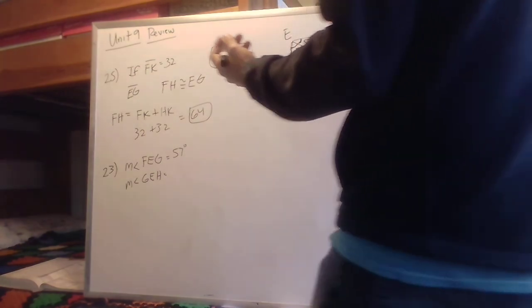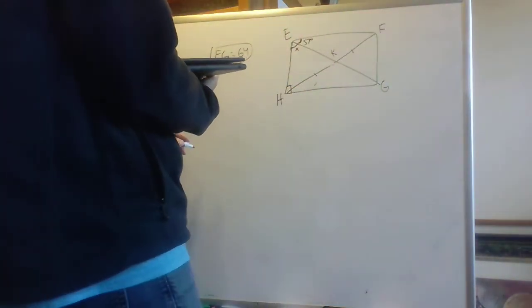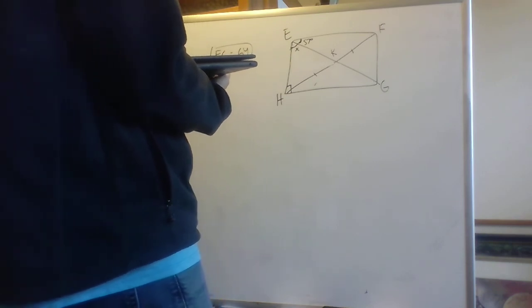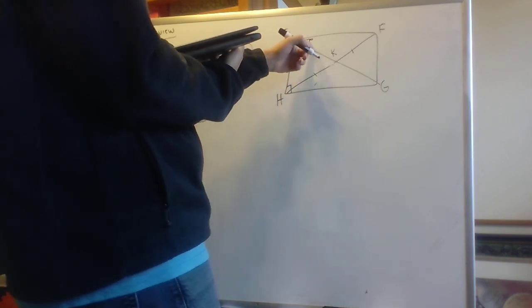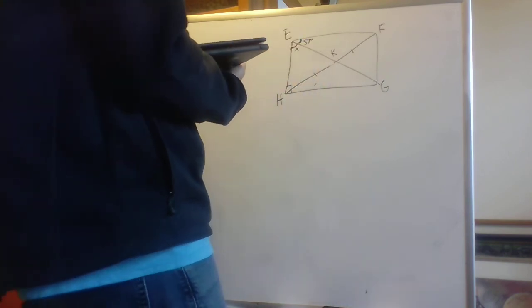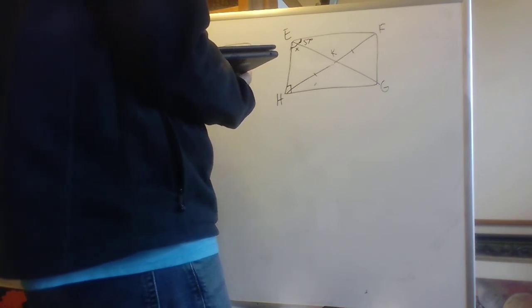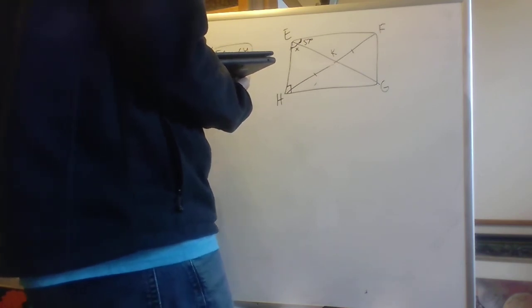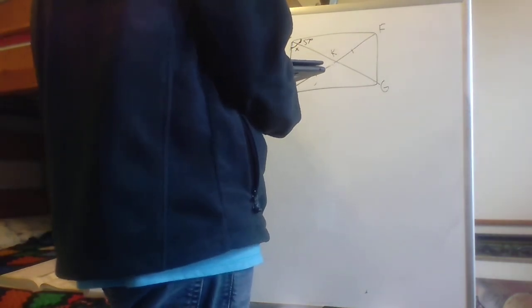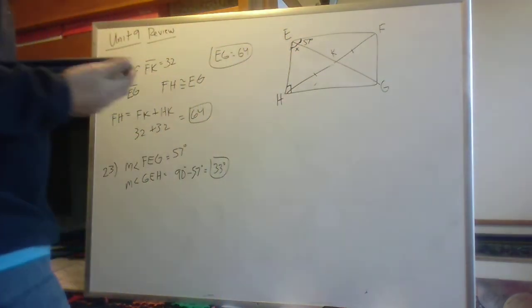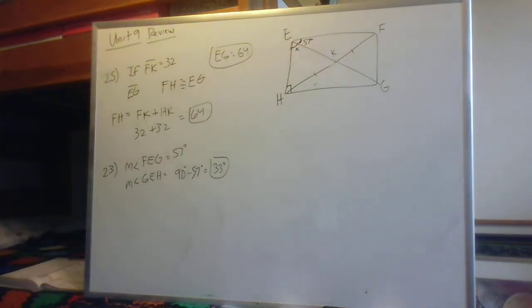Well, we know that those two angles form a 90-degree angle. So in order to solve for GEH, we're going to take 90 degrees, because that's the whole angle, and subtract FEG, which is 57 degrees. And that is going to give us 33 degrees. All right, so let's move on to the next type of problems, and that is going to be looking at rhombuses on the next page.